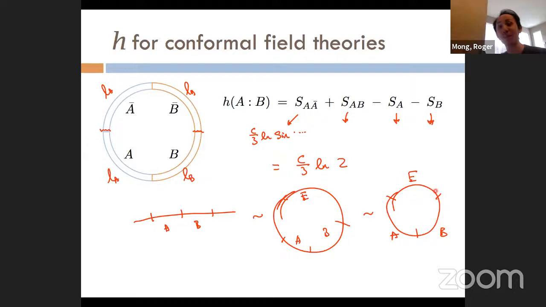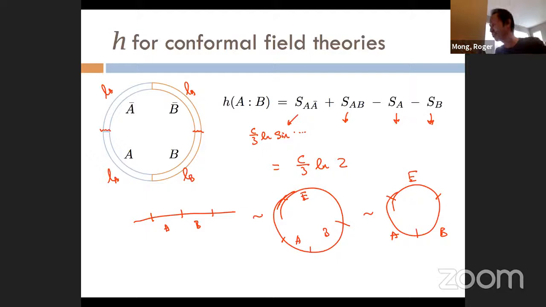Now, what happens, though, is that I'm going to have to mess around with the UV physics when I do this conformal transformation. But because this quantity happens to be UV independent, that UV physics doesn't show up. So that's the heuristic argument of why it gives a universal quantity for CFTs, and I laid out some numerics for it that agree with it.